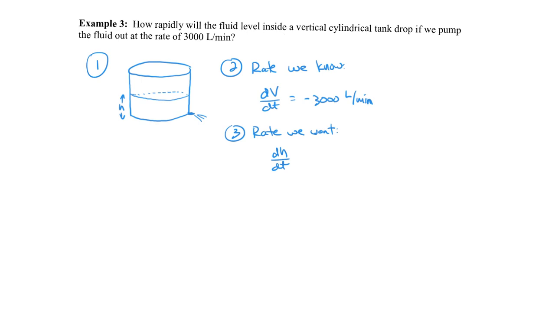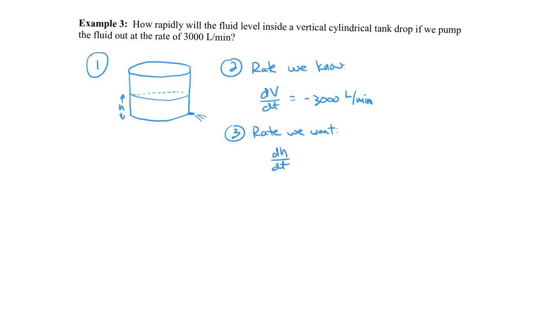And probably the reason for that is because the radius here is the same, right? It's a cylinder. So this will just drop at a constant rate. So if the fluid's leaking out at 3,000 liters per minute or being pumped out, this will just drop at a constant rate. So they don't really need to ask us at any particular time. dH dt will be the same the entire time.